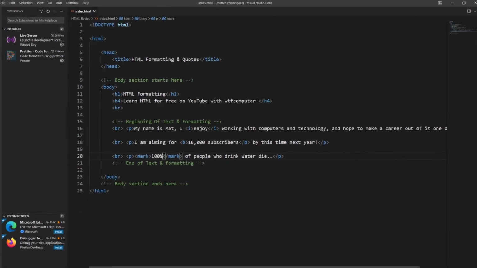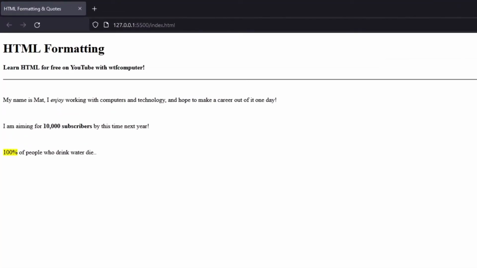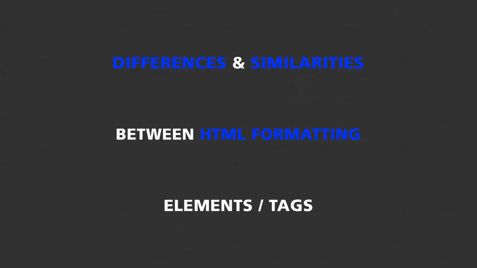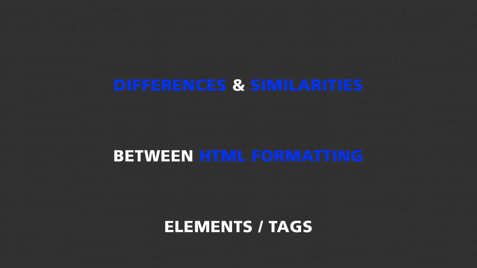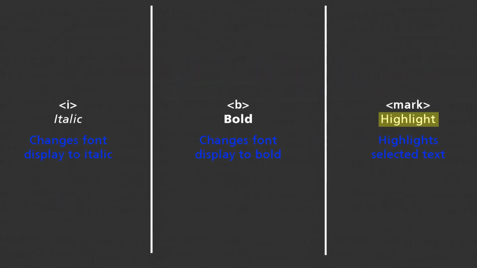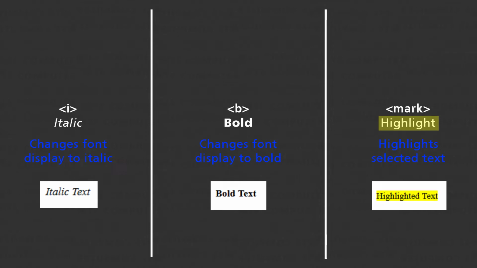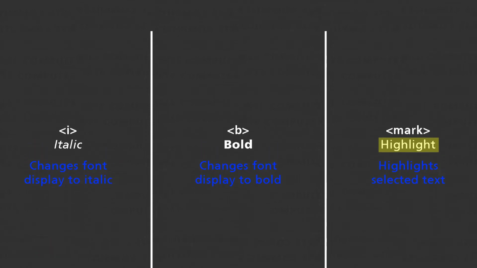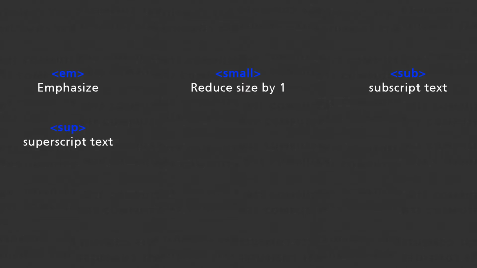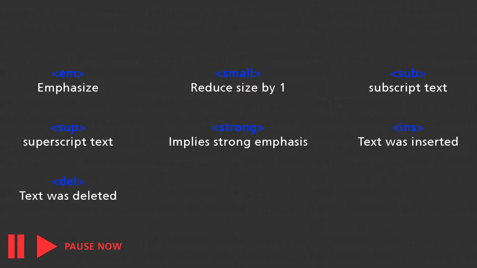Now when we go back to our web browser, which is running on our live server extension, we're going to notice that our text has been updated accordingly. Now there are more than 3 formatting tags, there are actually 10, but rather than implement all of them into my code, I'm going to discuss the differences and similarities between them and let you experiment with them yourself. We have covered the first 3, italic, bold, and mark, which you can brush up on now if you pause. The other 7 are EM, small, sub, sup, strong, ins, and del.